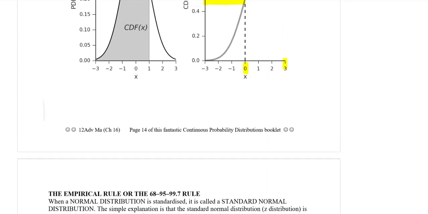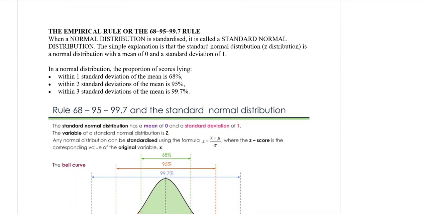Okay? So we come to these rules, and this is the stuff that is very, very useful. We have the empirical rule, or the 68, 95, 99.7 rule, depending on what you want to name it. When a normal distribution is standardized, it is called a standard normal distribution. The simple explanation is that the standard normal distribution, or Z distribution, is a normal distribution with a mean of 0 and a standard deviation of 1. We already said that before, but this is the cool part.